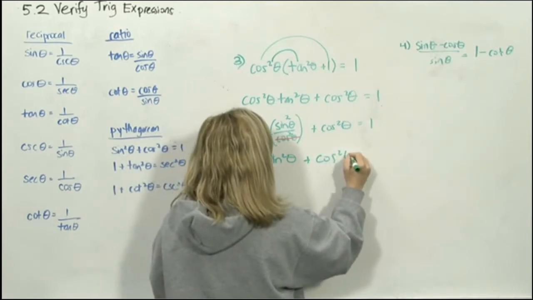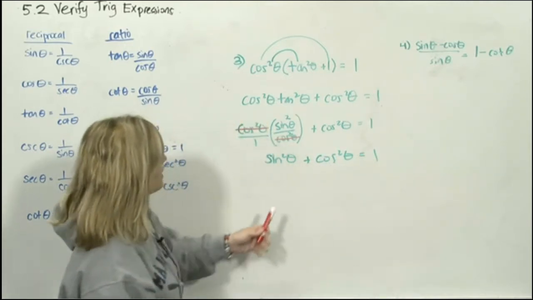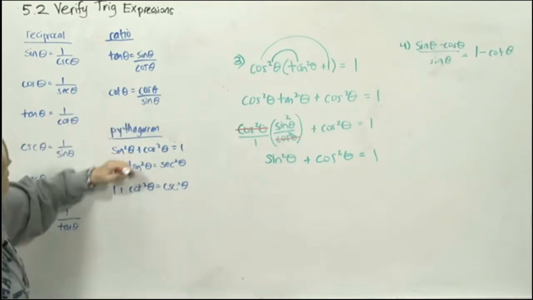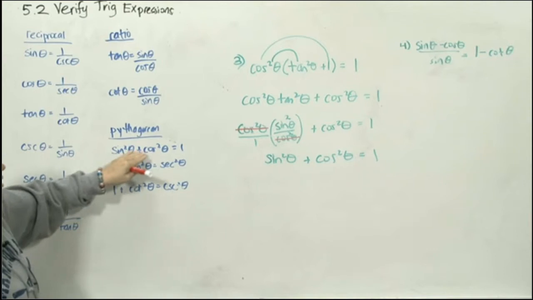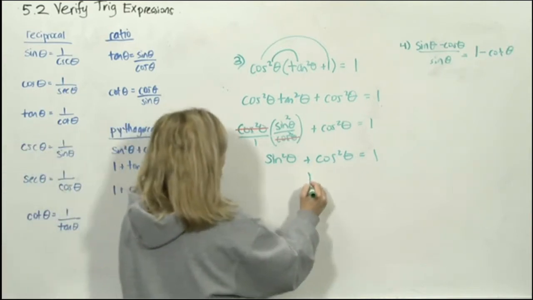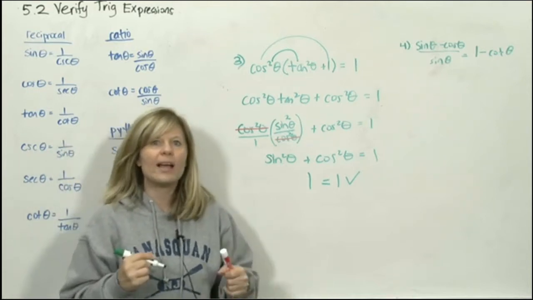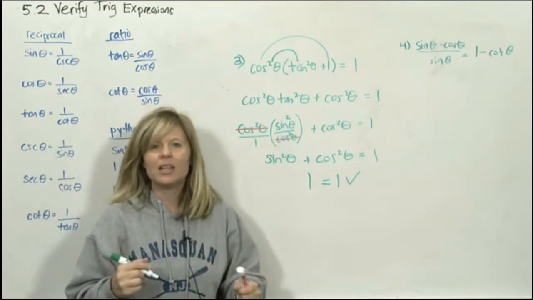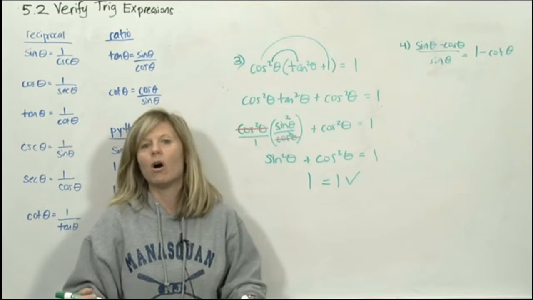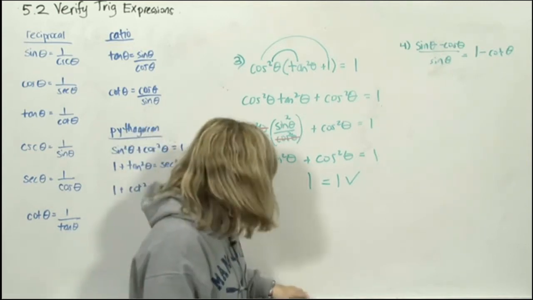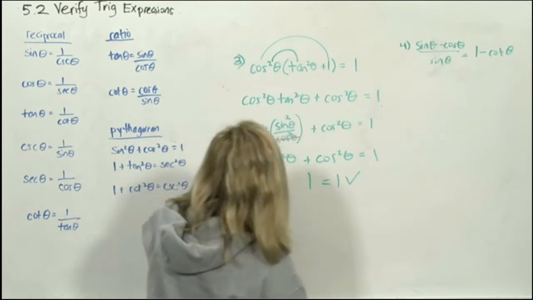cosine squared theta. Well, if you look at that, that's sine squared plus cosine squared. That's a Pythagorean identity. And according to the rule, sine squared plus cosine squared would be 1. 1 equals 1. So there's 2 different ways to verify that identity. Neither way is right, neither way is wrong. You just got to show all your algebra steps. Okay, let's try another one in the notes.